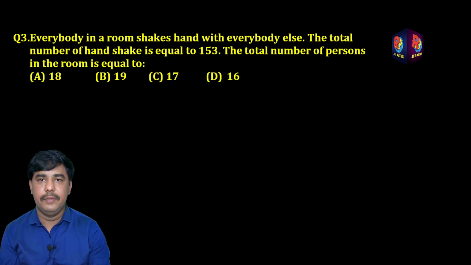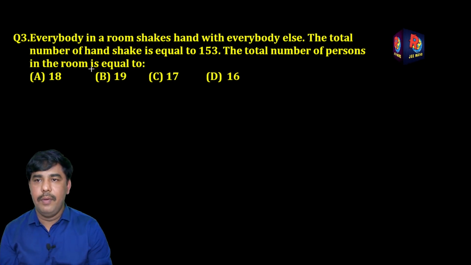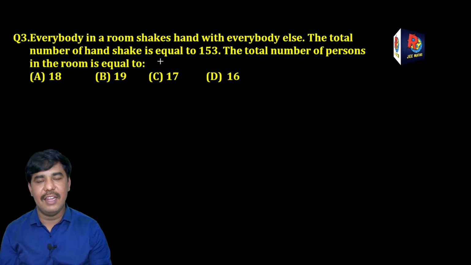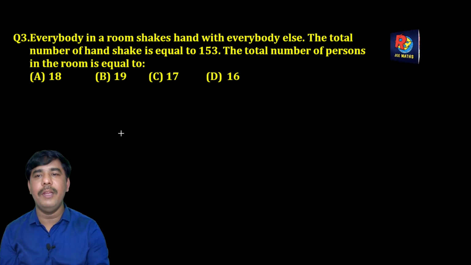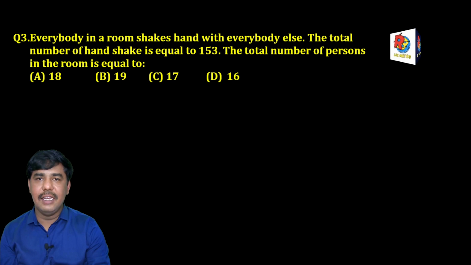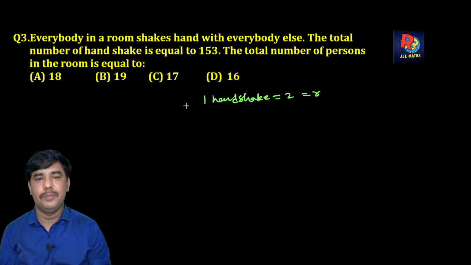Next, in this question you can observe here, again a handshake question, but here the total number of handshakes is equal to 153. Then how many persons are there? Here handshakes is given, we need to find out how many persons are in the room. So no issue about that. If you want a handshake, what is the formula we need to apply here? One handshake equals 2 persons. That means R value.